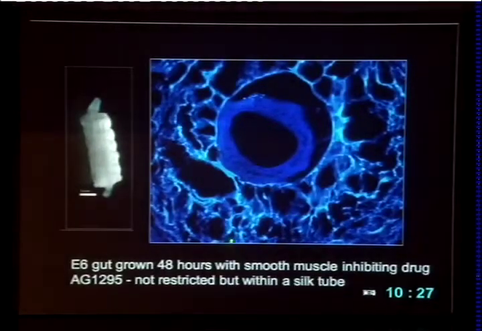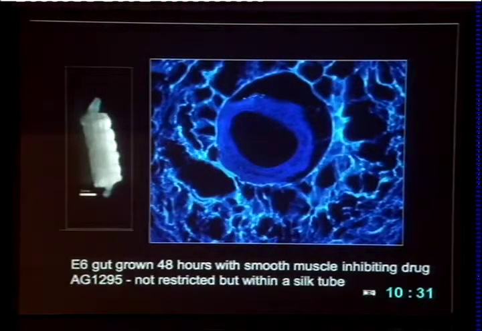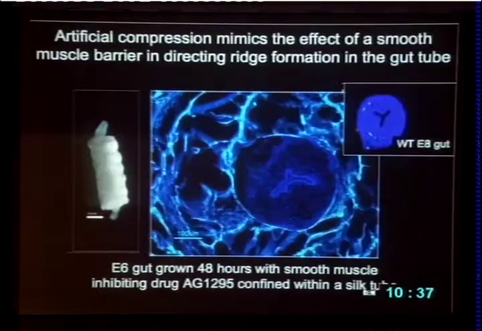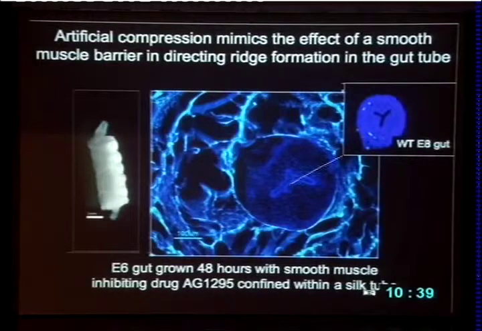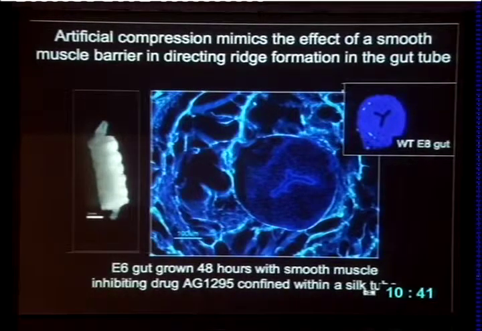The gut expands, and if you have the drugs that prevent smooth muscle differentiation, you get no ridges. But with the same drug, so you should get no ridges, if you now constrain expansion with a tube that fits tightly around it, you get the same sort of buckling that you would have had otherwise. So we think that the smooth muscle isn't contracting, it's not sending signals, it's simply a barrier.